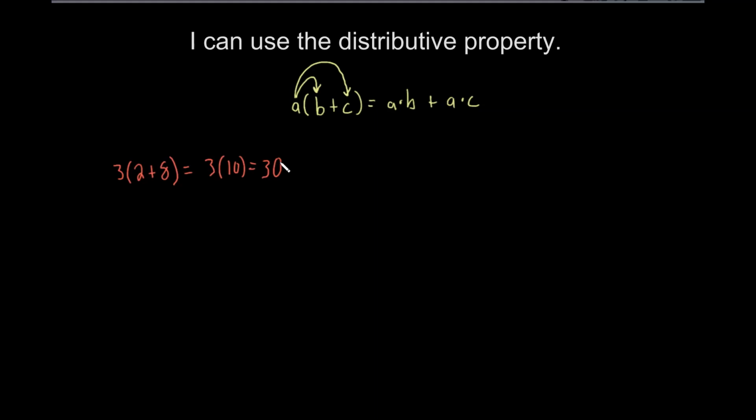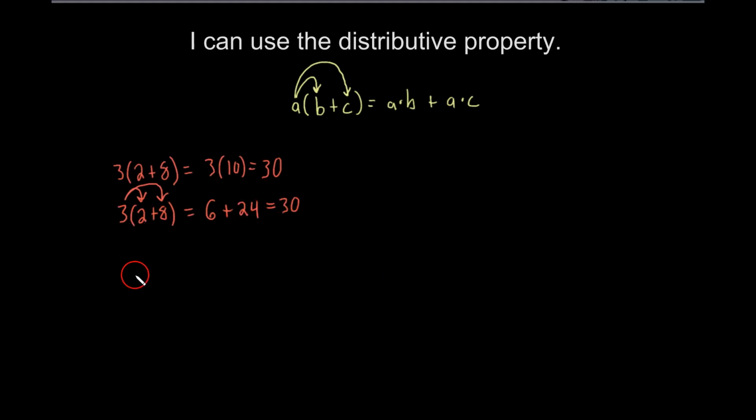Okay, so using the distributive property, we'd have to distribute this 3 into both the 2 and the 8. So 3 times 2 is 6, plus 3 times 8 is 24. And 6 plus 24 gives us 30. So that is just a way to show you how the distributive property works.